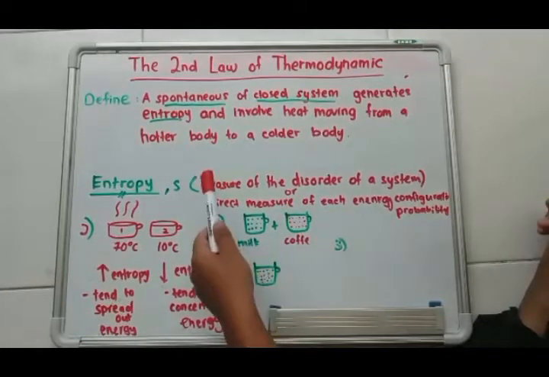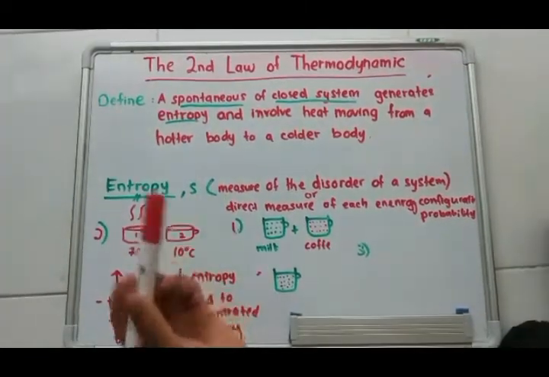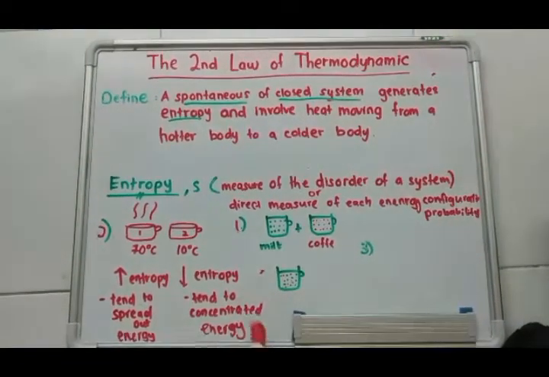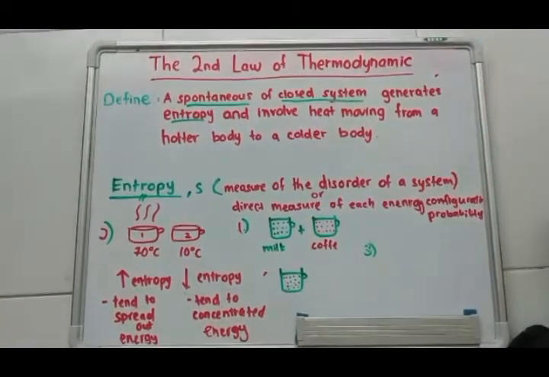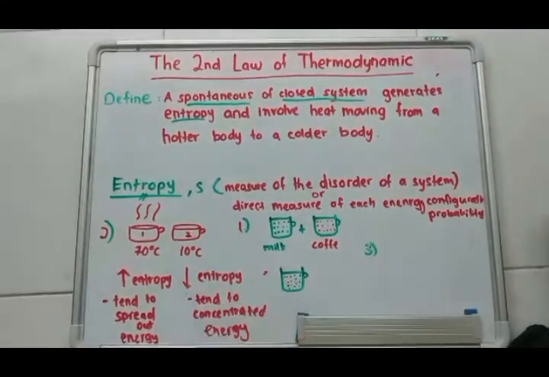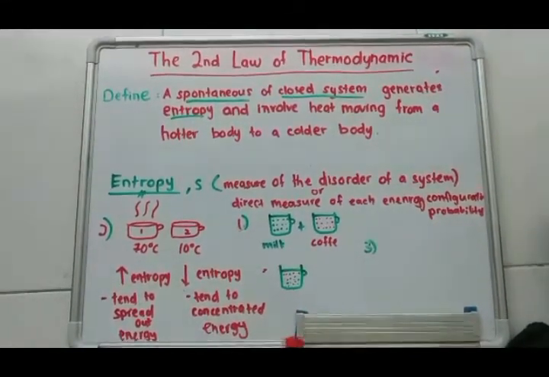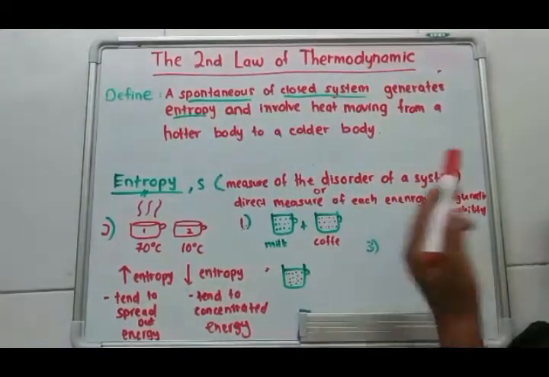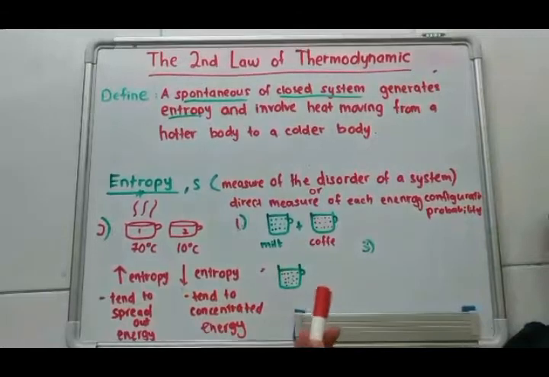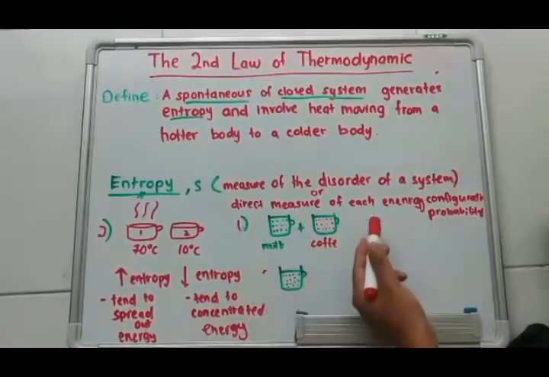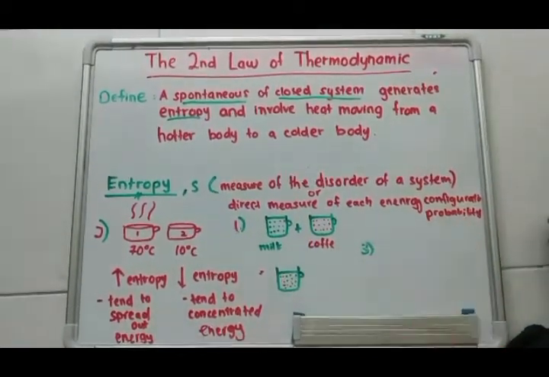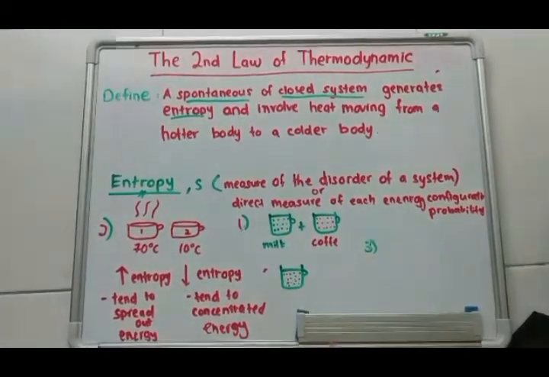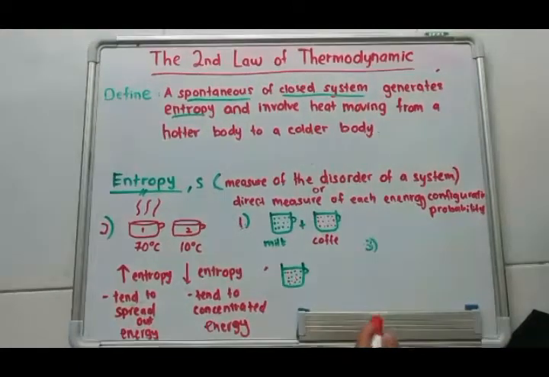So lastly, the entropy. What is the meaning of entropy? Usually entropy is represented by a capital S, and the famous definition of entropy is the measure of the disorder of a system, or we can also define it as a direct measure of each energy configuration's probability. Next I will give one example to make you understand it.